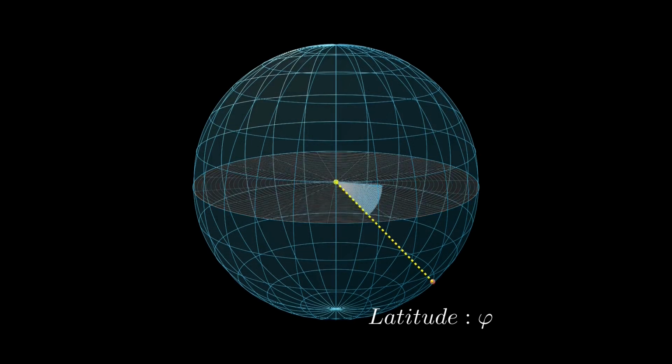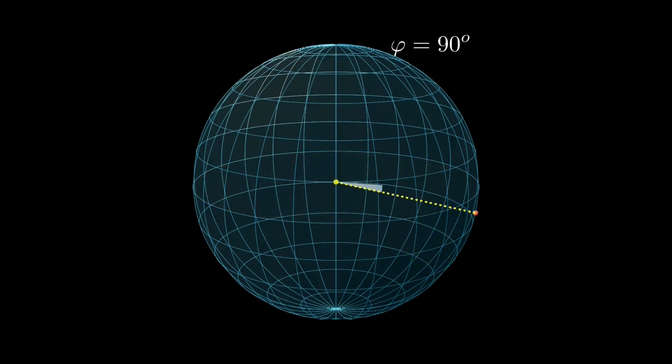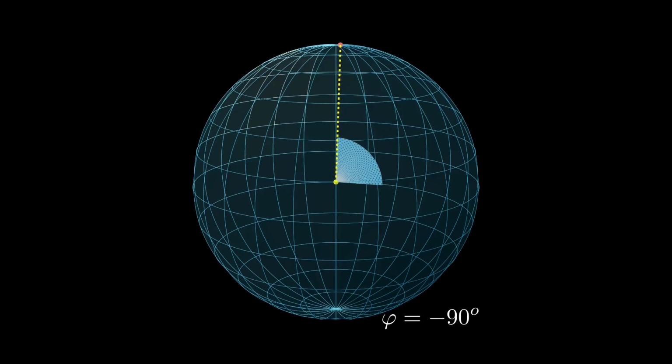Hence, when we say 90 degrees north, it means that there is a right angle between the position vector and the equatorial plane. And when we say 90 degrees south, then there is a right angle in the opposite direction between the position vector and the equatorial plane. That is the physical meaning of latitude.